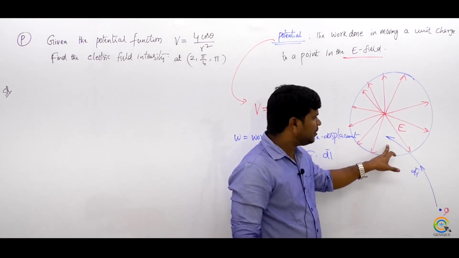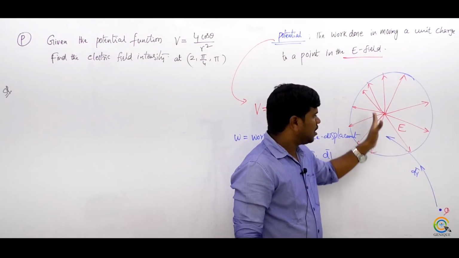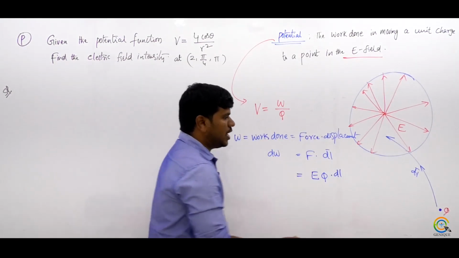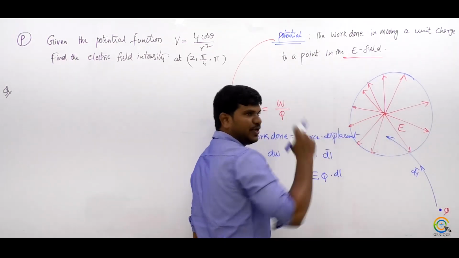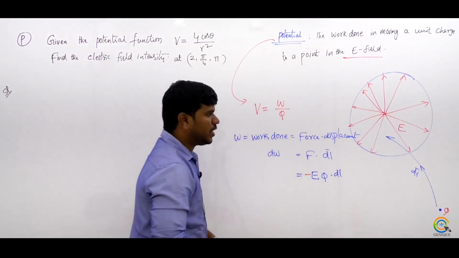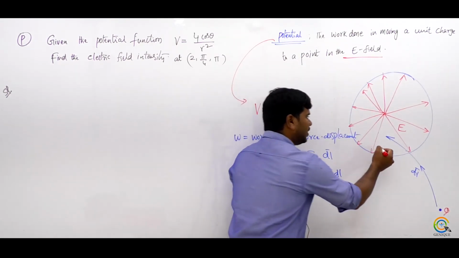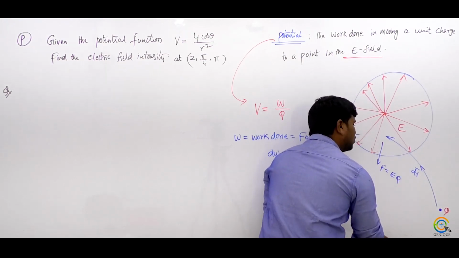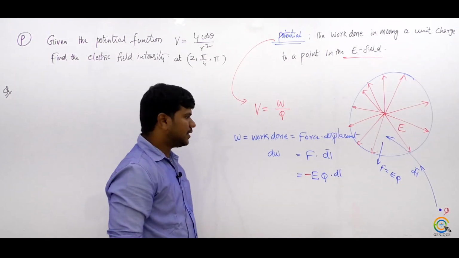which is equivalent to the opposite to the force exerted by the electric field. So I have to apply the force in the opposite direction to the electric field. Okay, so that's why I have to write minus. This force is F equals E into Q. But I have to do work in this direction. So that's why I have to put a negative sign here.